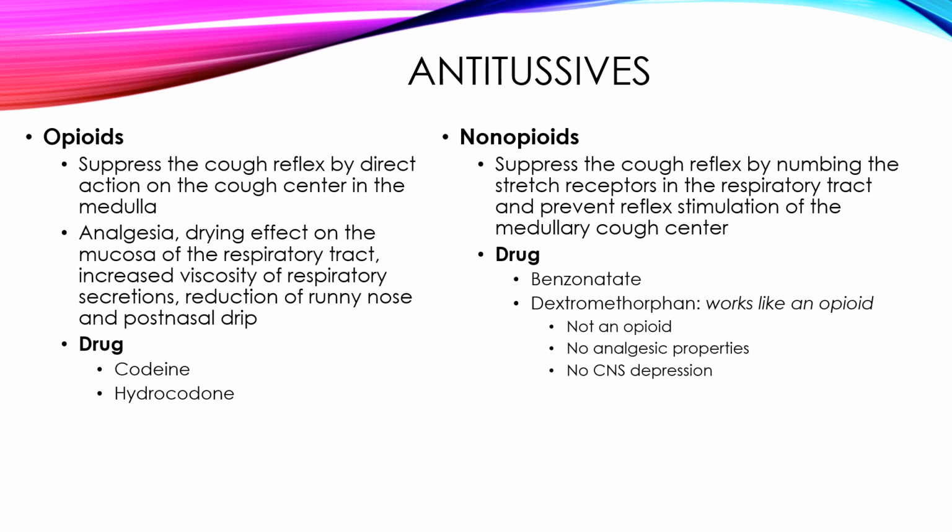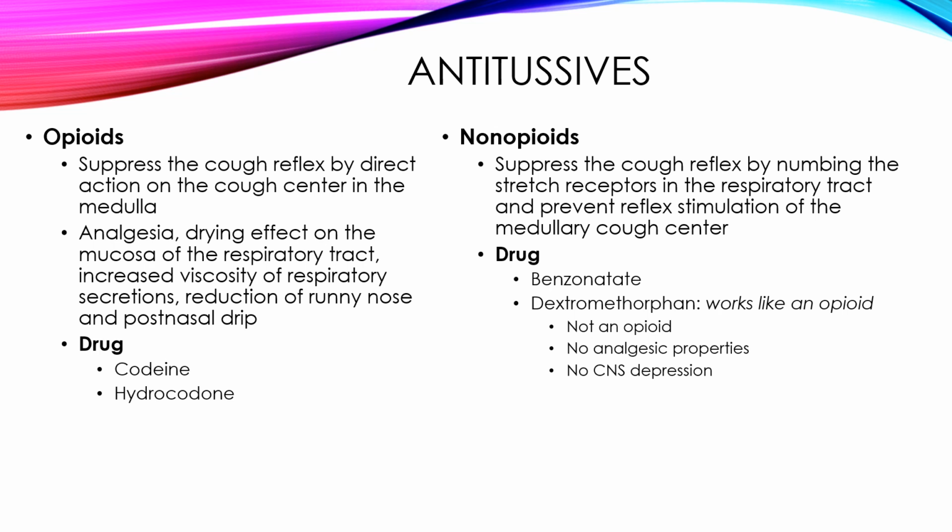Okay? And you already know the adverse effects of those. If you don't, revisit your chapter 10. And then your non-opioids that we use for antitussives or anti-cough are benzonatate and dextromethorphan, okay? So benzonatate is a prescribed common cough medicine, right? It's usually prescribed. I'm not sure if you can get it over the counter. It might even be an ingredient in over the counter cough medicines. I've never really looked that up.